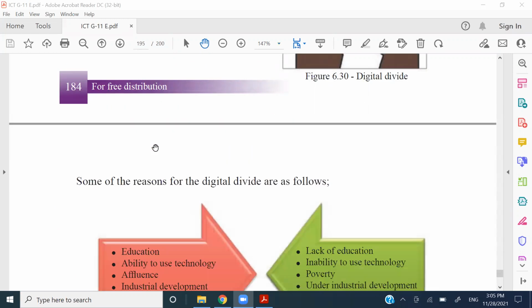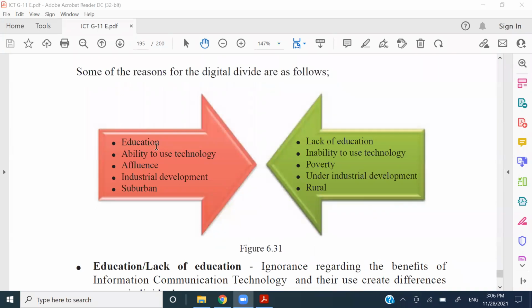So here they have given you the facts, right, which will help to put someone into the ICT or which will cause of not being with ICT, right? On the positive side: the education, the ability to use technology, affluence, industrial development, suburban areas. Those are the positive factors which describe that we can be with the ICT. And on the other hand, on the right hand side: the lack of education, inability to use technology, poverty, underdeveloped industry, the ruralness of the area will describe the reasons for someone not to be with ICT, right?